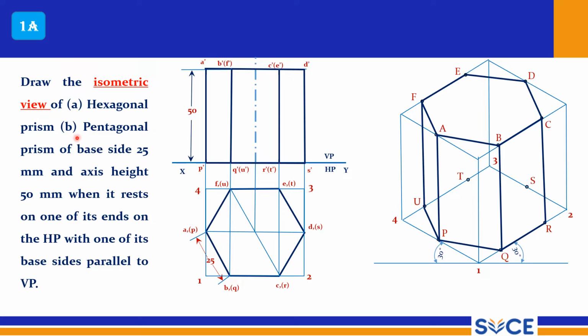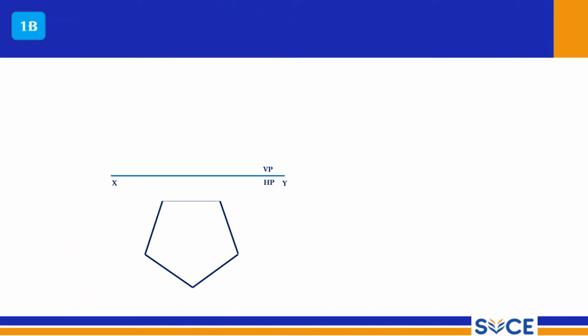So now part B in this question is a pentagonal prism of base height 25 mm, right? So the pentagonal prism is 25 mm, and here also with one of its base sides parallel to VP. So this is the parallel to VP base side, and you should maintain the same orientation in the pentagonal prism also. So the rest of the procedure is the same, right? Rest of the procedure is the same, and now this is the parallel edge to VP.